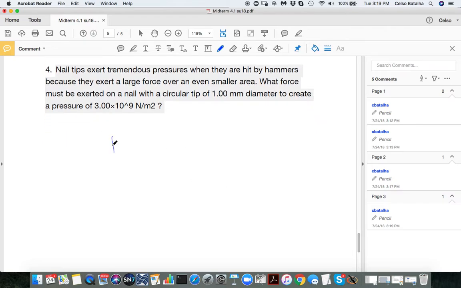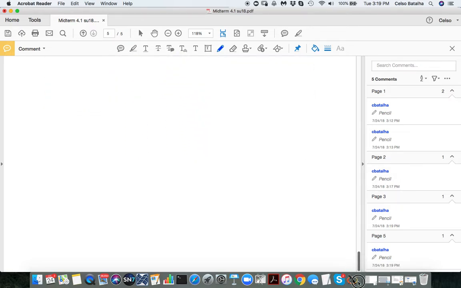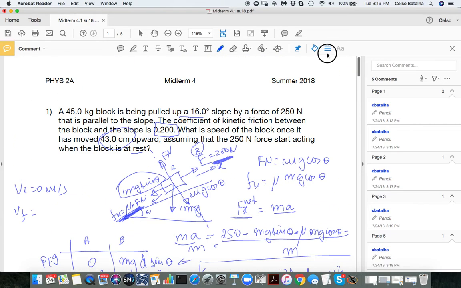This is the definition of pressure. Pressure is force over area, and then force is equal to pressure times area. Just make sure you put the proper units and quantities correctly. Okay, that's one of the exams.